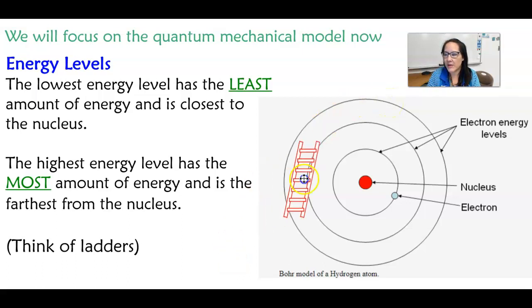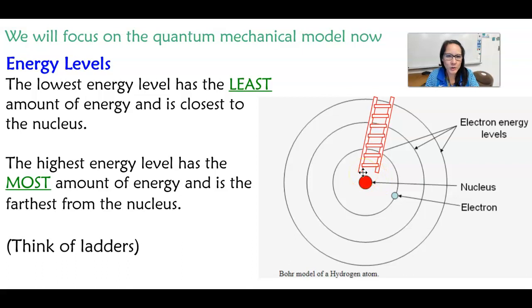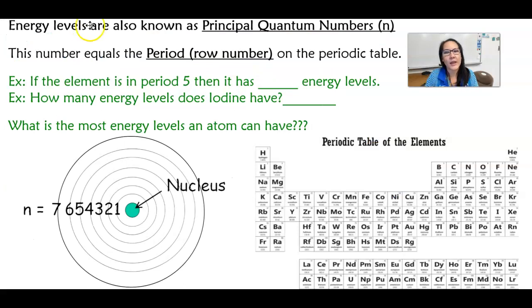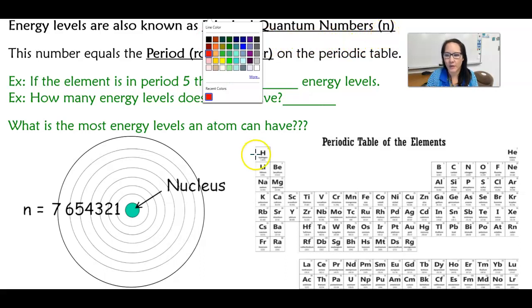So you can think of it like a ladder. If you're at the bottom of the ladder, you're at the lowest point, you have the lowest amount of energy. And then as you climb the ladder and get higher and higher, you have a higher amount of energy. Also, you become further away from the nucleus. Energy levels are also known as principal quantum numbers, which are denoted with a lowercase n.